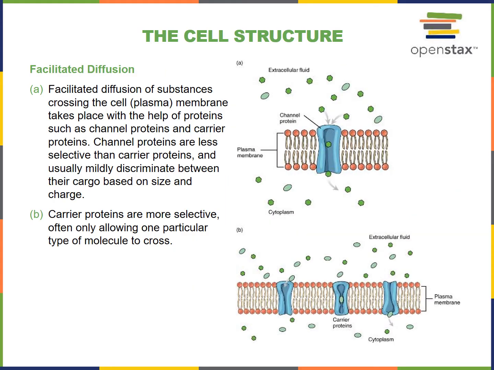Facilitated diffusion, like you need someone to facilitate the entrance of the molecule. So facilitated diffusion of the substance crossing the cell plasma membrane takes place with the help of proteins such as channel protein and carrier protein. Channel proteins are less selective than carrier proteins and usually mildly discriminate between their cargo based on size and charge. The carrier proteins are more selective, often only allowing one particular type of molecule to cross.